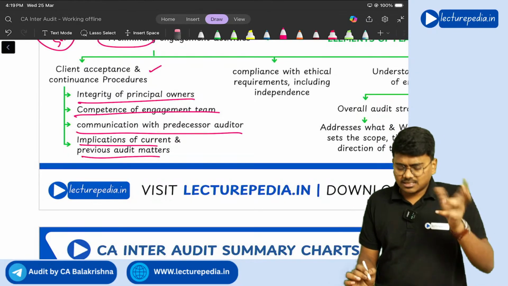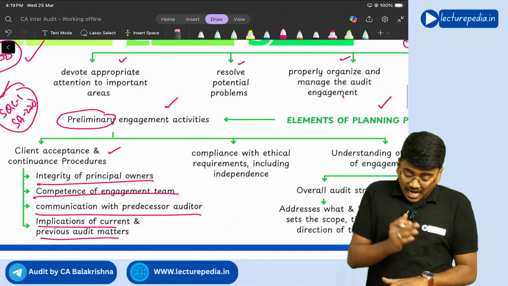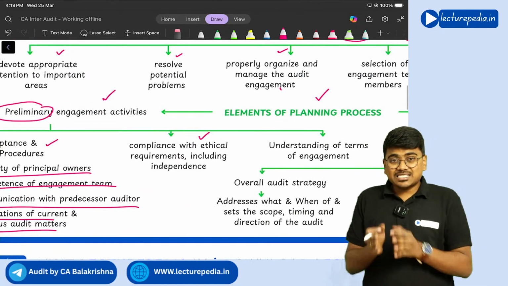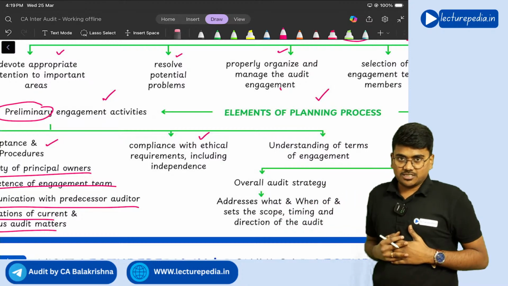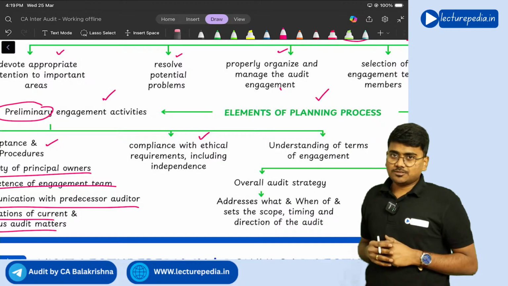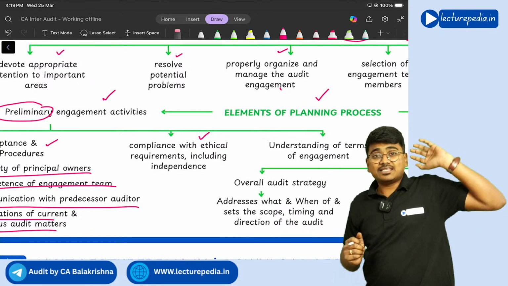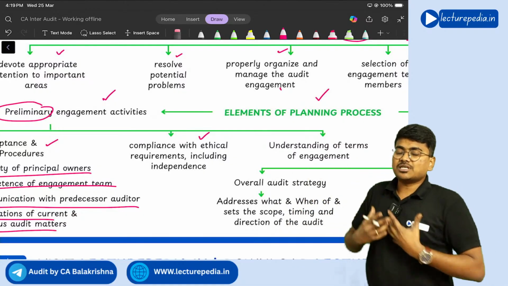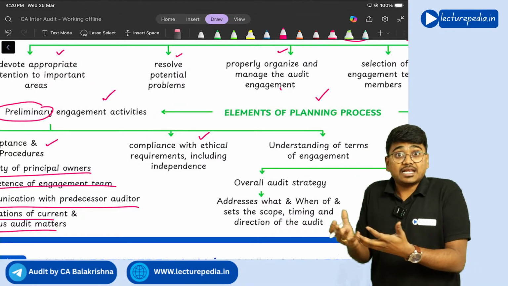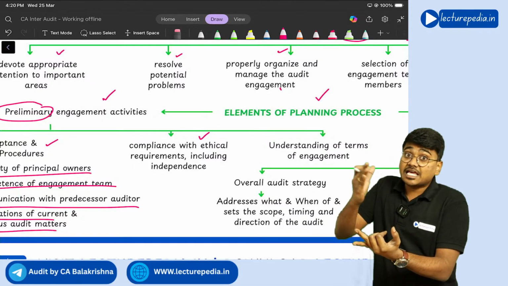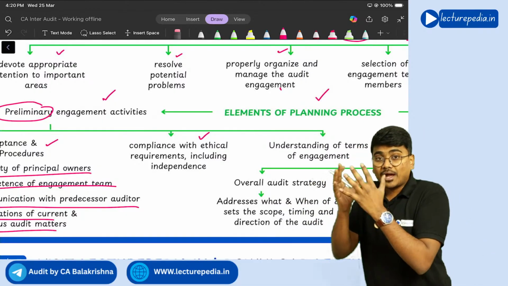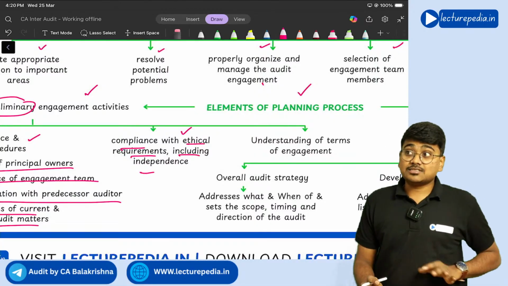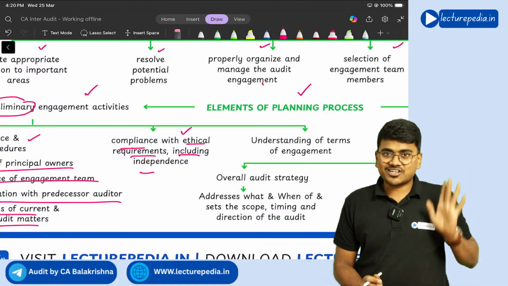Next, implications of current and previous audit matters. After that, all these come under client acceptance and continuance procedure. After that, you will check compliance with ethical requirements. So if you accept the engagement of this particular client, while doing the audit, can you follow ethical requirements? Those 5 ethical requirements, the fundamental principles we have seen: can I follow all those 5 ethical requirements if I accept this particular client, or will I have to compromise? Are there any threats to my independence? Ethical requirements including independence, will I be able to follow them while conducting the audit of this particular client? That you will check. Are there any threats to my independence? That you will see. Threats to independence we have seen in the second chapter, right?